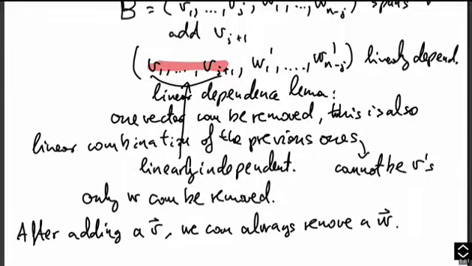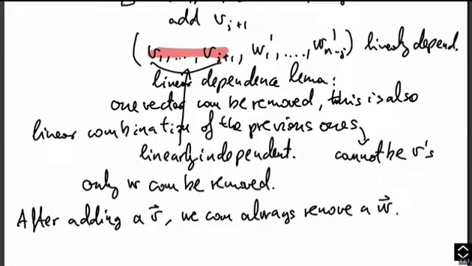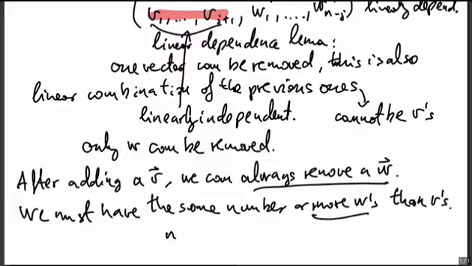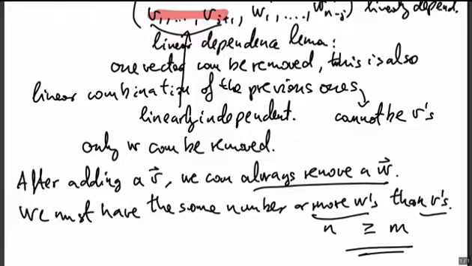That's basically what the process established. After adding a V, we get a linearly dependent list, and by the linear dependence lemma we can remove one, and it must be a W that we can remove because the V's are linearly independent. That means that we can always remove a W. After adding a V, we must have the same number or more W's than V's. And the number of W's should be larger than or equal to the number of V's, which was n. And this is exactly what the theorem stated.